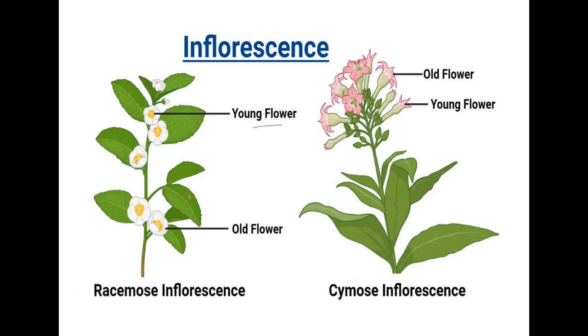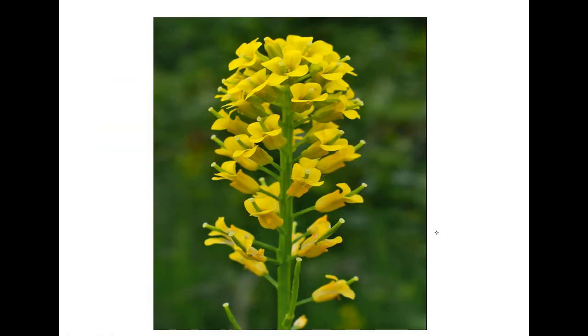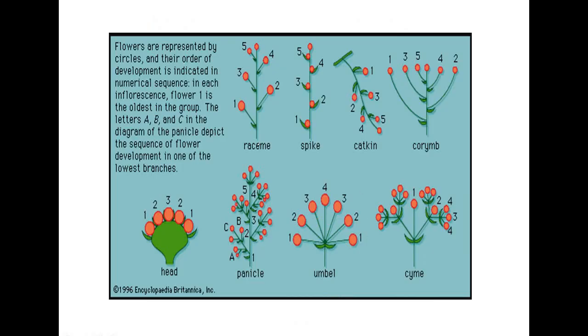Young flowers are present at the top and old flowers at the base in racemose inflorescence. But in the case of cymose, the old flowers, which are larger in size, are at the top of the axis, while younger flowers are present at the base. This is an example of a mustard flower, an example of a racemose flower. Now, here are the different kinds of racemose inflorescence: spike, catkin, corymb, head, panicle, umbel, cyme.